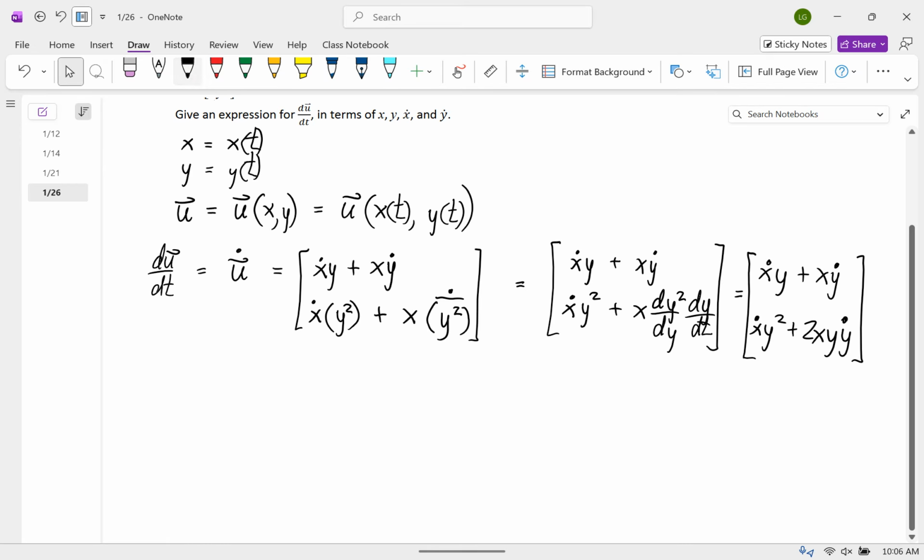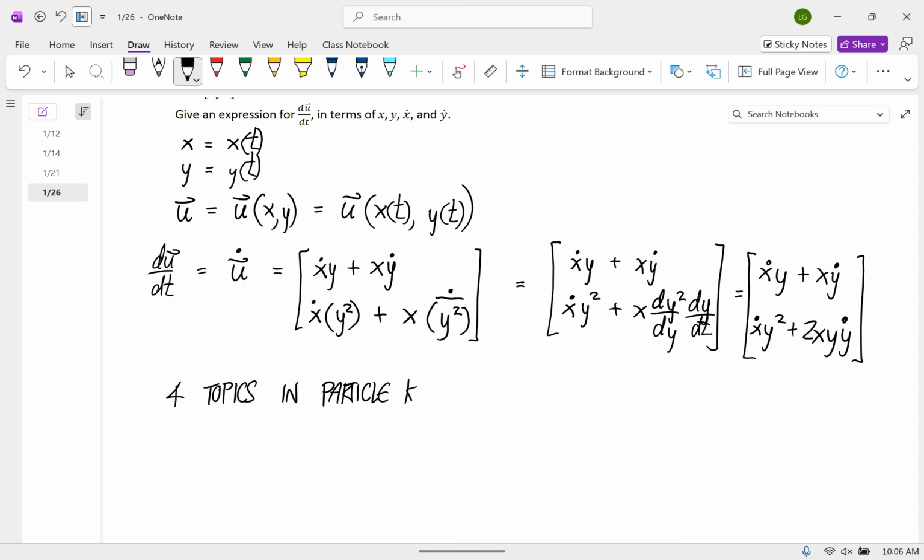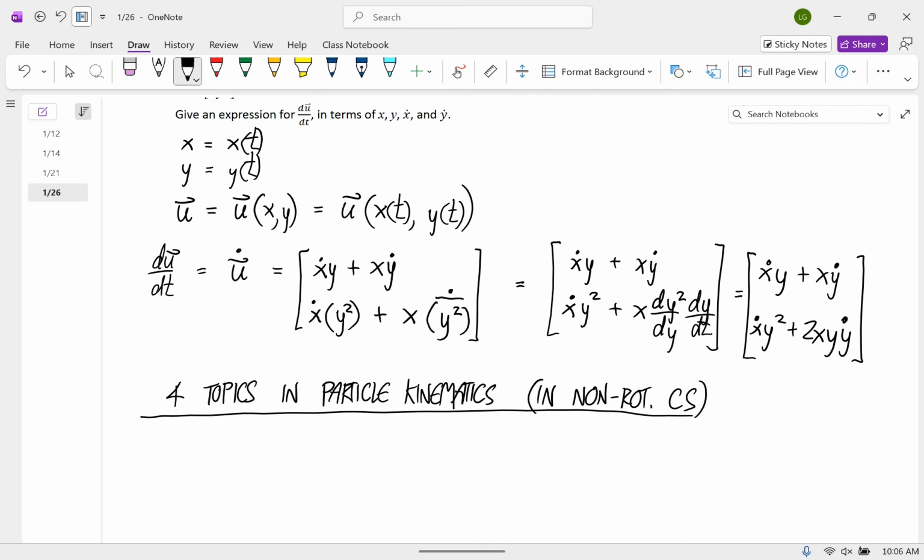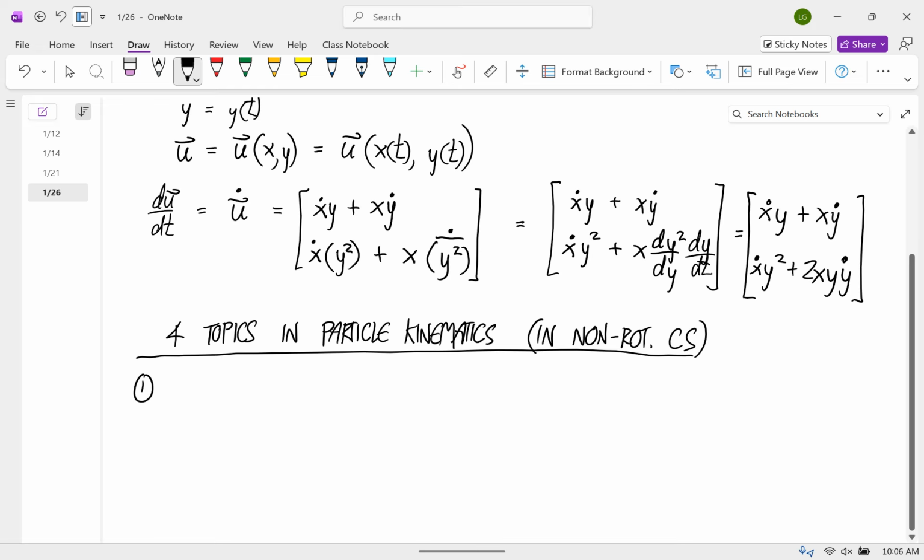Okay, so we're doing particle kinematics. And there were 4 topics that I said we're going to deal with in particle kinematics. Later, we're going to revisit particle kinematics in a rotating coordinate system. This is in a non-rotating coordinate system. And the first of these topics was that the acceleration is the time derivative of the velocity and the second time derivative of the position.